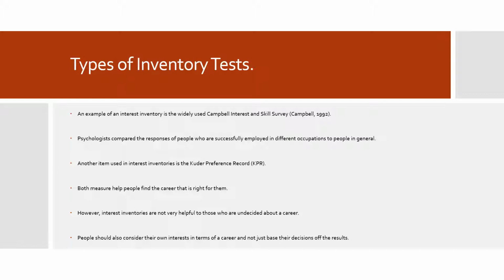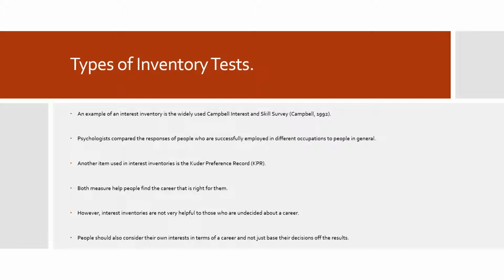However, there's some criticism about interest inventories that they're not very helpful to those who may be very undecided about a career. So when you take the interest inventory, if you're still very undecided about what you want to do, you might just be picking a bunch of random different answers. You're not really focused, I guess is their point, where if you think, hey, I want to go into medicine, more of your answers will guide you towards that, I guess.